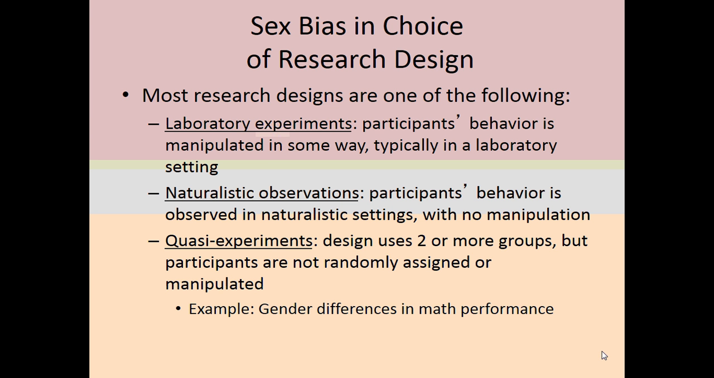Certain research designs can also have bias in them. Laboratory experiments are the type of study where participants' behavior is manipulated in some way, done in a lab setting. Naturalistic observations are when you watch someone in their natural setting, hopefully without any interference at all or without their awareness they're being watched. Quasi-experimental designs are using two or more groups, but they are not randomly assigned or they are not manipulated. For example, a lot of research is called experimental, but you're looking at gender differences. Well, when your two groups are males and females, you're not manipulating gender. It just exists. So they're not an actual experimental design. It would fall under quasi-experimental designs.